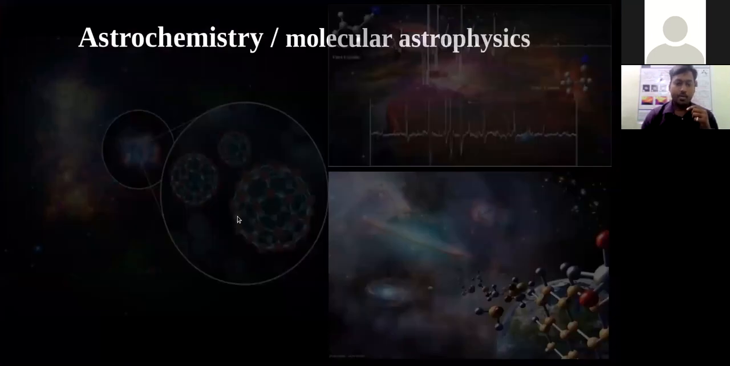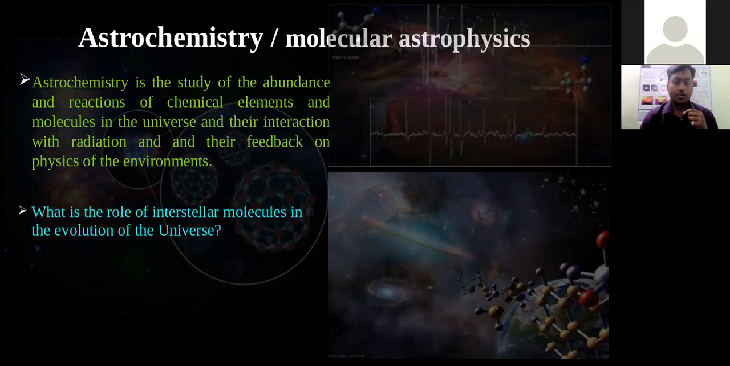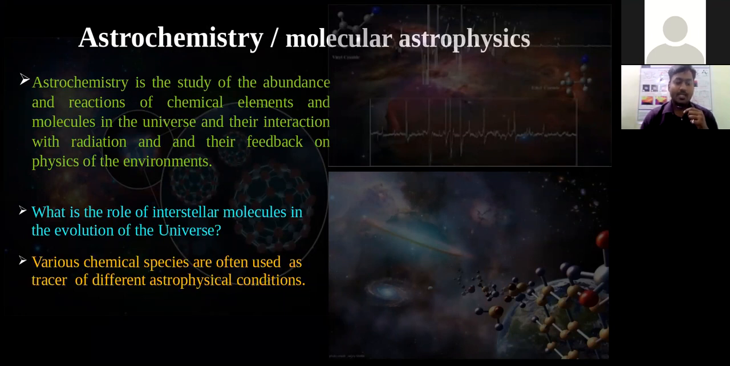So what is astrochemistry? Astrochemistry is the study of the abundance and reactions of chemical elements and molecules in the universe and their interactions with radiation and their feedback on physics of the environment. So what is the role of interstellar molecules in the evolution of the universe? Various chemical species are often used as chemical probes of different astrophysical conditions.